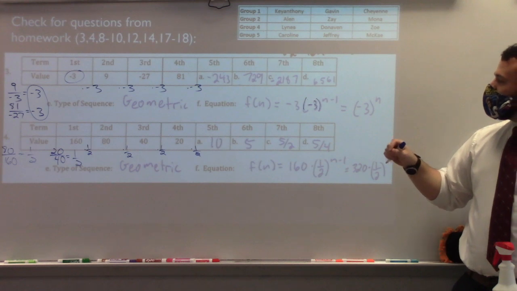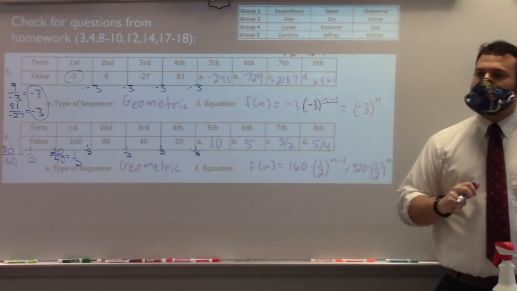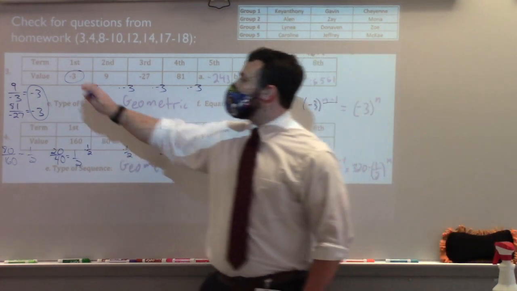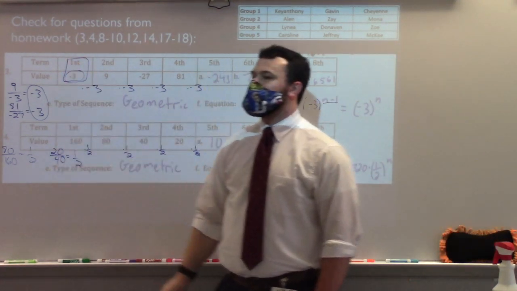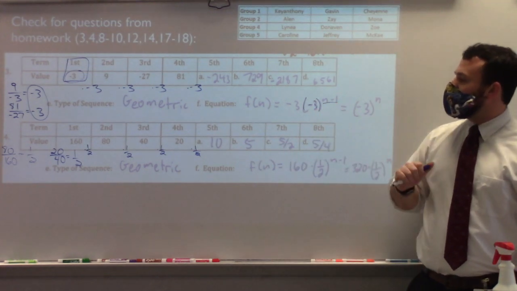Now this is an important detail. Why is it n minus 1? So it's starting at the first, you can go down. It's the same thing since the beginning, right? I'm starting at the first term. So I don't need to multiply by -3 one time, so n minus 1.